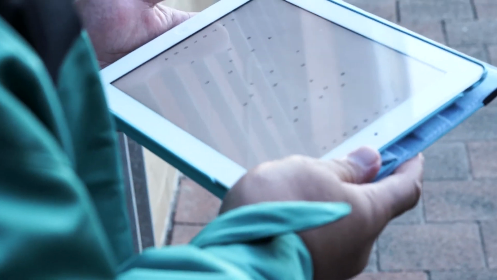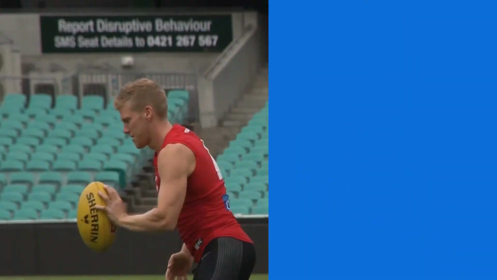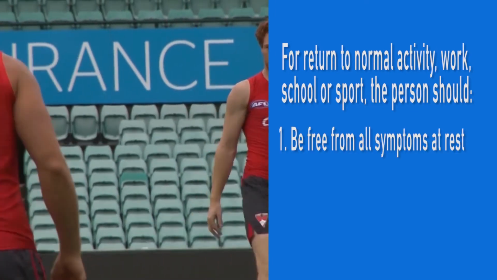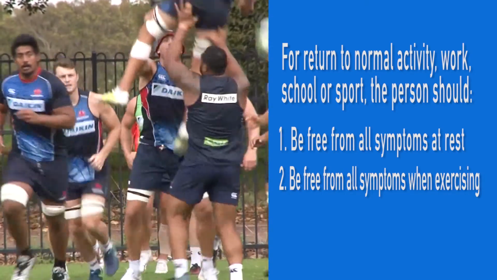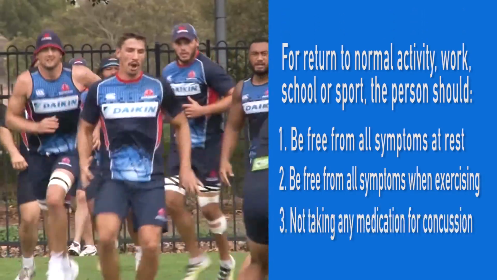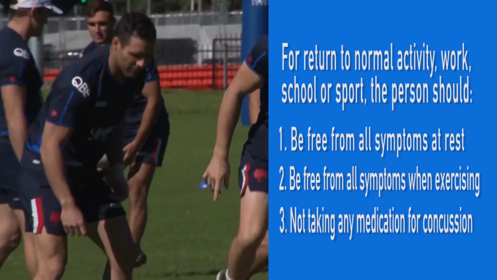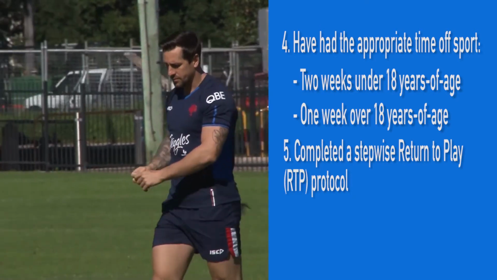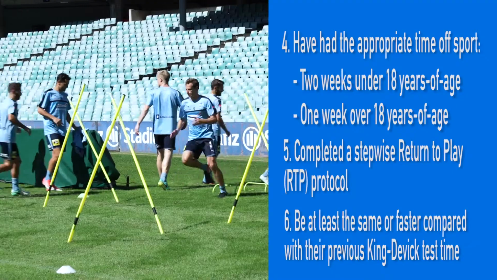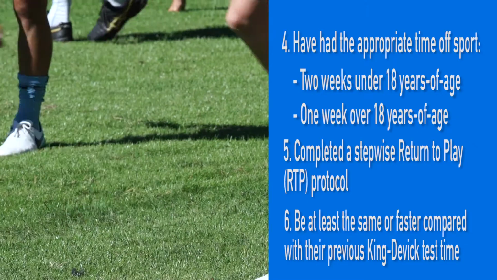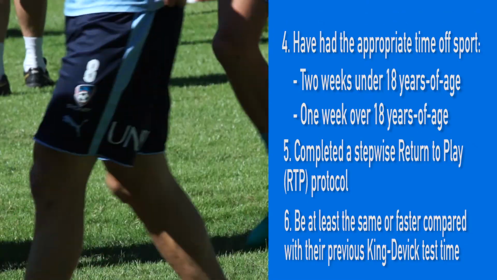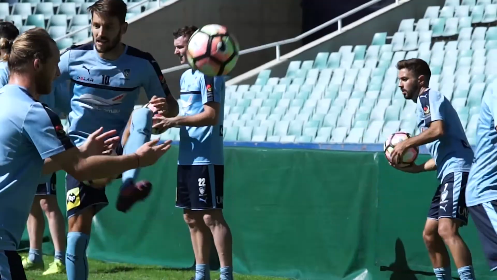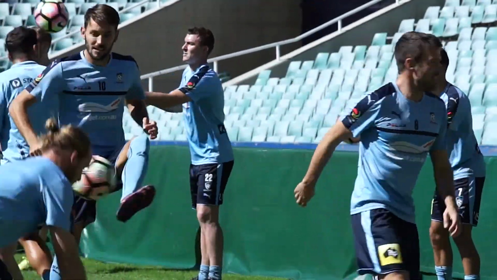In determining if a person is ready for return to normal activity, work, school, and to play their sport, they should be free of all symptoms, both at rest and when exercising. They should not be taking any medication used to treat their concussion and must have observed any mandatory rest period for their chosen sport and been through a stepwise return to play process. As a final determinant, their King-Devick test time should be the same or even faster than their previous attempts, which are recorded on the data log for the player. And of course, no errors are allowed on the test.